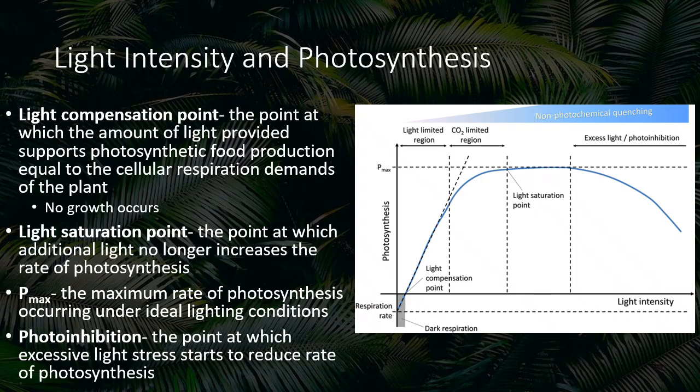It's very important, I think, to be aware of these 3 points: the light compensation point, the light saturation point, and photoinhibition, to understand why it's important to provide the right level of light for an individual plant. No plants can survive in total darkness. They require a minimum amount of light just to stay alive, to replace the food that the plant has to consume in order to live.